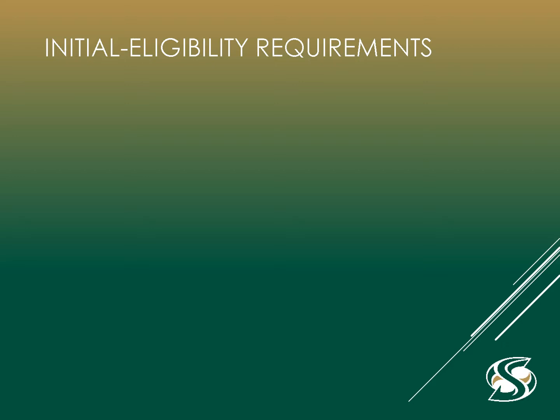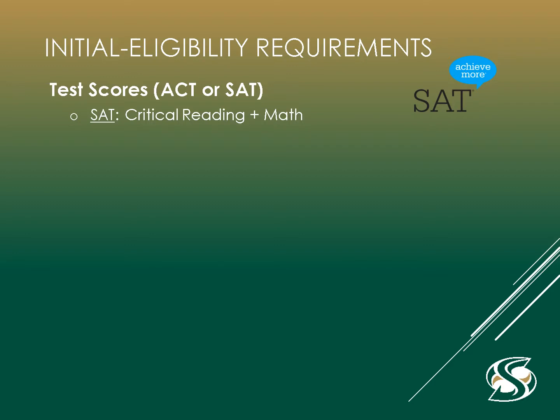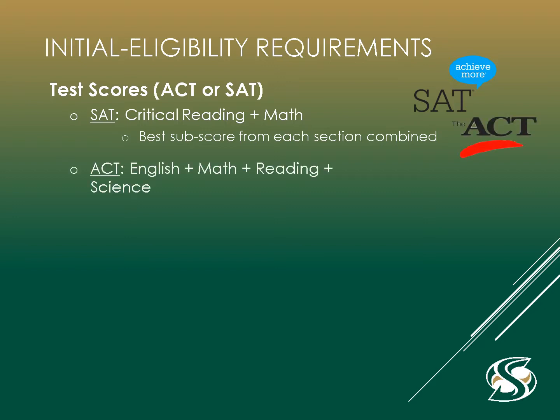Initial eligibility also includes the appropriate test score from either the ACT or the SAT. For the SAT, it is a combined total from critical reading and math. The best subscore from each section will be combined for initial eligibility purposes. For the ACT, it is a combined total from English, math, reading, and science. Again, the best subscore from each section will be combined.